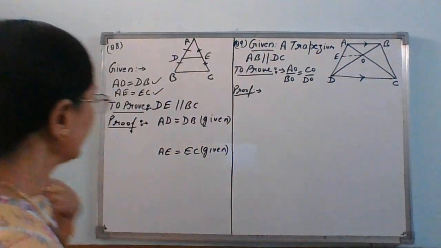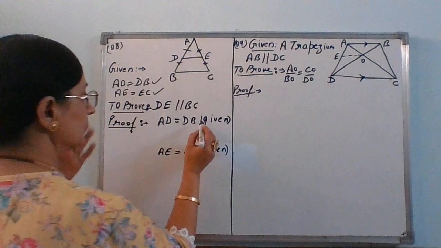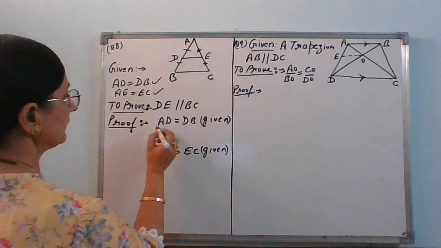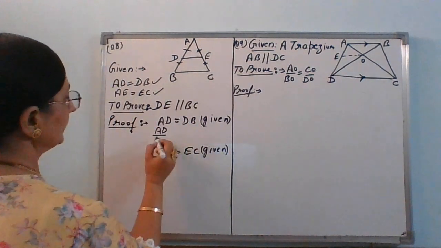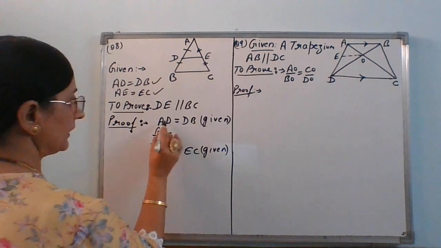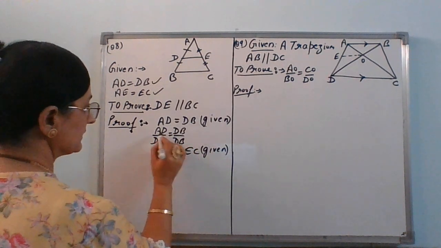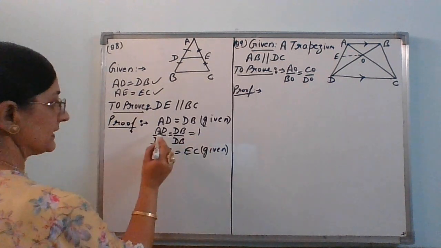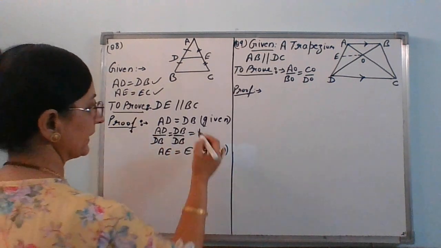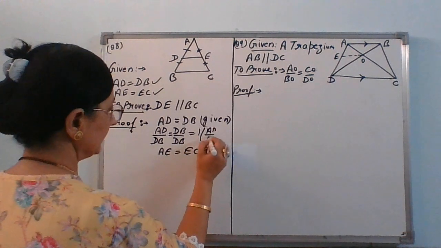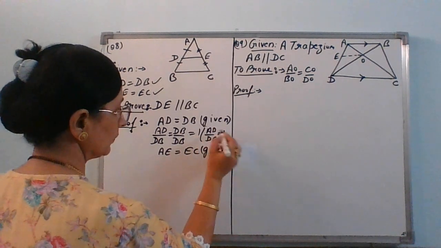Now let us do that. As AD is equal to DB, which is given, let us see the ratio here, AD upon DB, right? If AD is equal to DB, we will put DB in place of AD, so this ratio becomes 1. So AD upon DB is equal to 1. So what ratio have we got? AD upon DB is equal to 1.